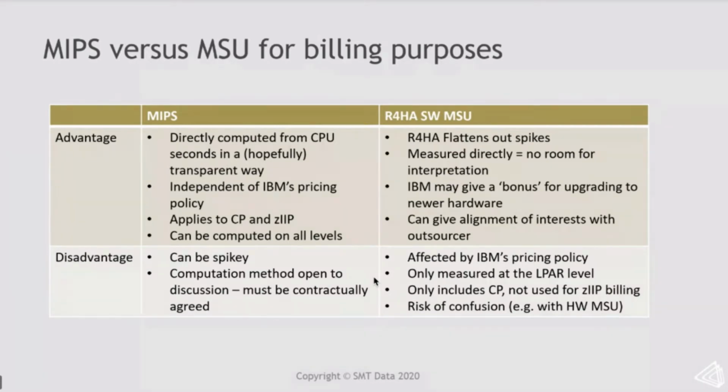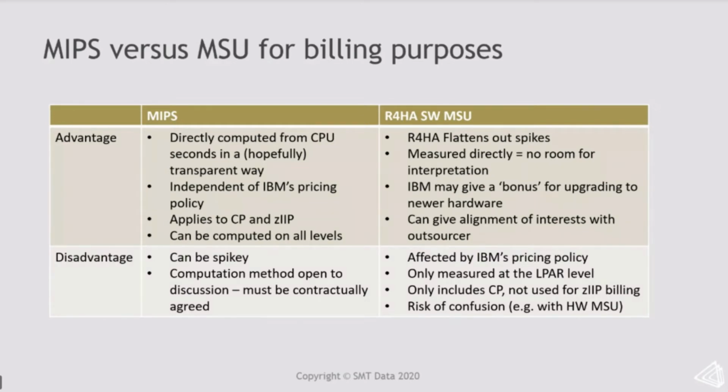Advantages of MSU, you get a much flatter view since there's a rolling 4-hour average. It's measured directly. There's no room for interpretation. IBM determines how it's calculated. And IBM may give a bonus sometimes for upgrading to newer hardware. They've done that in the past. Last few hardware models, they have not done it, but sometimes you get a bonus that way. And it can give you an alignment of interest with your outsourcer, because your outsourcer is most likely paying IBM primarily based on MSU.